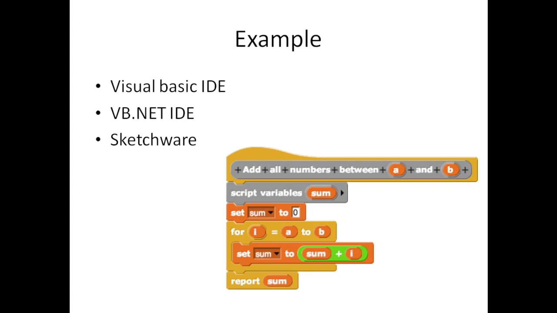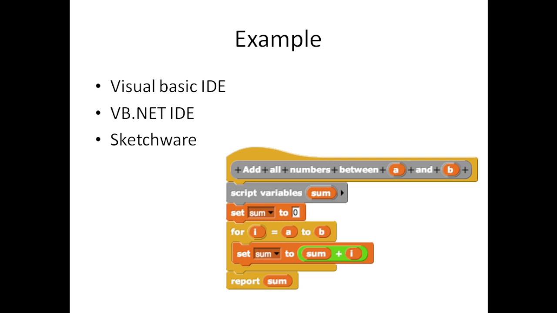So examples are Visual Basic IDE, VB.NET IDE, Sketchware, okay. This is a snippet of a Sketchware. We will look into the Visual Basic IDE. IDE means Integrated Development Environment. So Visual Basic, after that it's been stopped and the name has been transformed to VB.NET. VB means Visual Basic. .NET means Network Enabled Technology, okay.